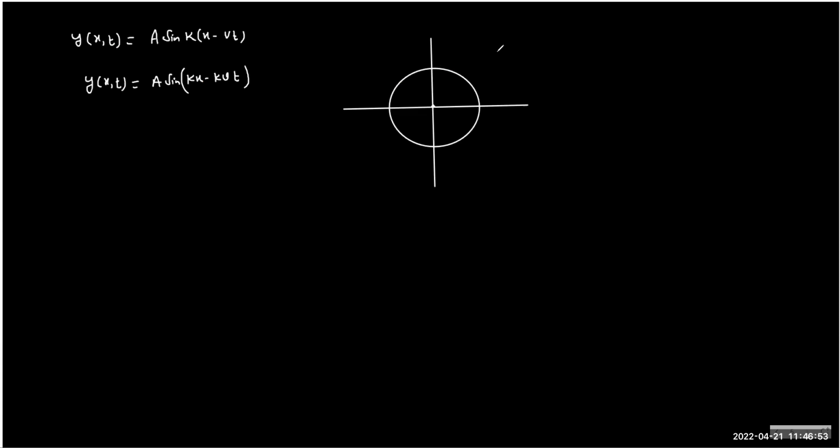So every particle will move in a circle. So corresponding to their motion, we can define the omega, and we know that omega is defined as 2 pi by time period. So T is the time period of oscillation, and k is defined as 2 pi by lambda.